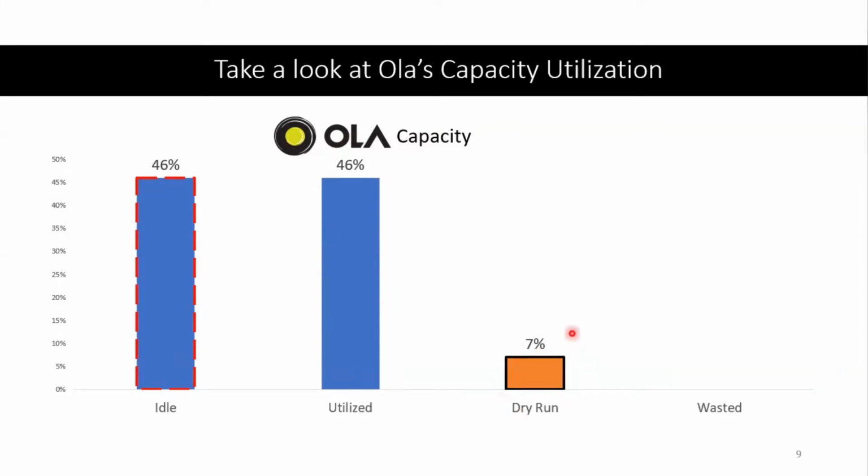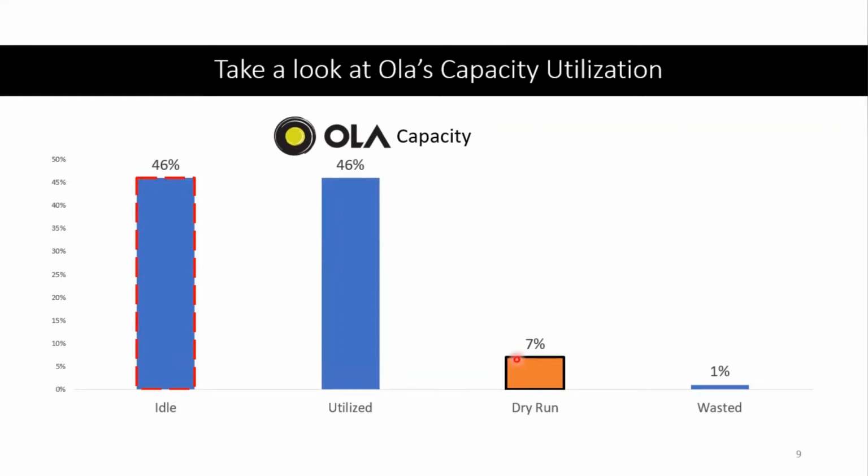Another 7% was dry run. I'll come back to this in a moment. And 1% was wasted. That is, the cab started moving before the ride was cancelled and so on. But this is a very negligible amount. Let's forget it for a while. Let's focus on dry run. Dry run is the time or the distance that the driver spends moving from their current location to the pickup location, right? And 7% of the driver's time is apparently spent moving to the pickup location.